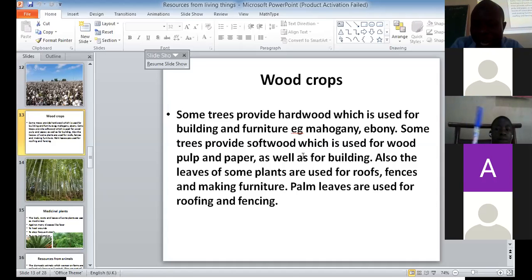Can you hear me now? Yes, sir. The wood crops examples are mahogany, ebony, iroko, and so on. You can use them to make paper, you can use them to make furniture, you can use them to roof.